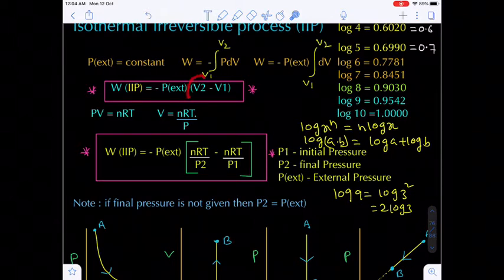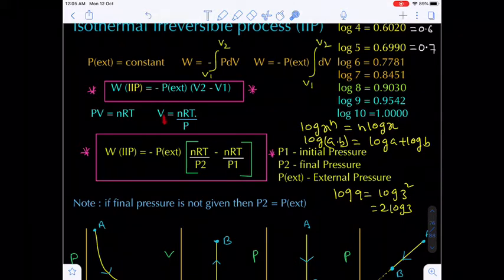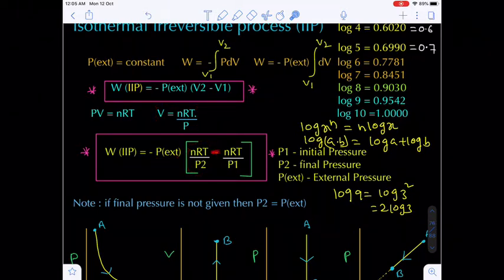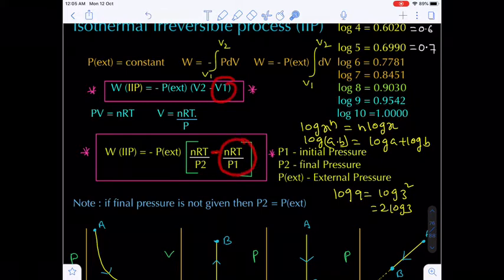Suppose in the question, instead of volume, the pressure is given, then how to convert the volume in terms of pressure? We know from the ideal gas equation, PV is equal to nRT. What is the volume of ideal gas? V is equal to nRT by P. If you want to write the volume V1, then you have to write the pressure P1. And if you want to write the volume V2, then you have to write the pressure P2 in the denominator, because n is constant, R is constant, T is constant, because it is an isothermal process. Okay, minus P external, instead of V2, shall I write nRT by P2, minus of, instead of V1, nRT by P1? Yes.